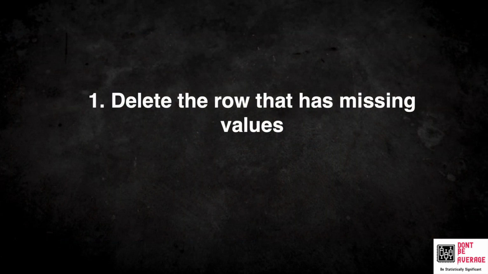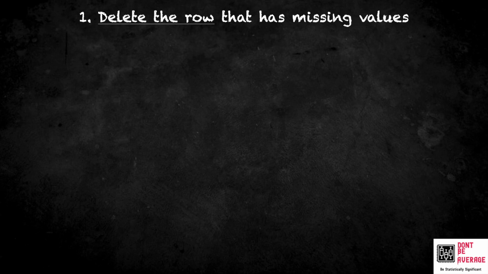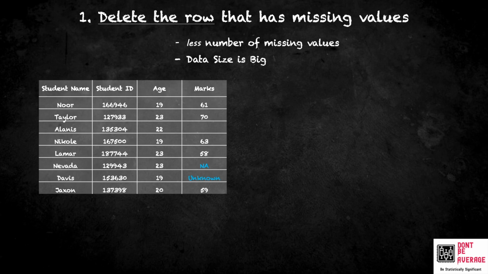The very first and a very basic approach that we could take is deleting the row that has missing value. If you have less number of missing values and your total data size is large enough for your analysis, in that case you can remove the rows that have missing data. It's a very quick and dirty method that can be applied if you need to quickly analyze your data without having to handle its missing values.